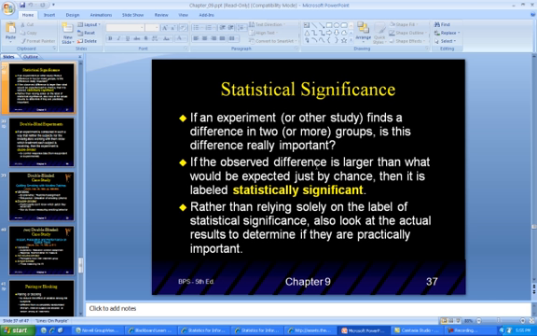So here's the big thing we're coming up to, statistical significance. And when you get these statistics, you have to be able to tell if it's really significant. Just because the numbers come out doesn't mean that it actually means something. So we're going to be focusing on this in the next few lessons. So if an experiment finds a difference in two or more groups, is this difference really important? So is my way of teaching stats significantly different than Joe Schmo's? Big, big question. If this observed difference is larger than what would be expected, then it is labeled statistically significant.